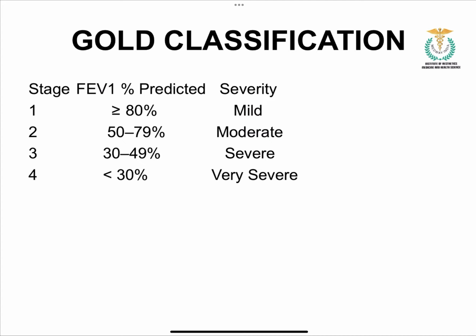FEV1, the forced expiratory volume in 1 second, is the amount of air you can breathe out in 1 second, and it can tell us how blocked your airways are. So it has 4 stages. If FEV1 is 80 or above, it is mild; between 50 to 79, moderate; 30 to 49, severe; and less than 30%, very severe. So these are the GOLD classification stages.